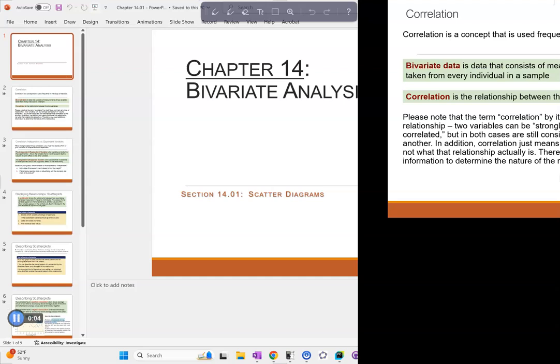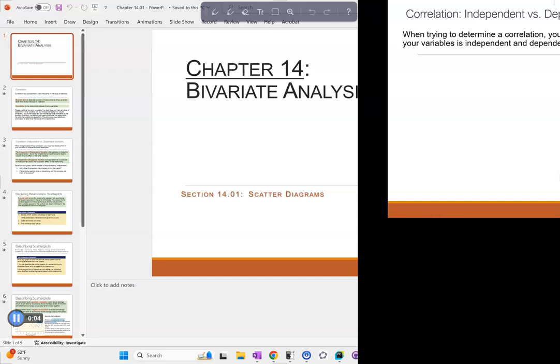And by relationship, again, we're not being specific here. We're not saying what kind of relationship it actually is. Okay, so all we're talking about is how related these two things are together, but we're not actually defining what related means when we speak about correlation in general. Okay.